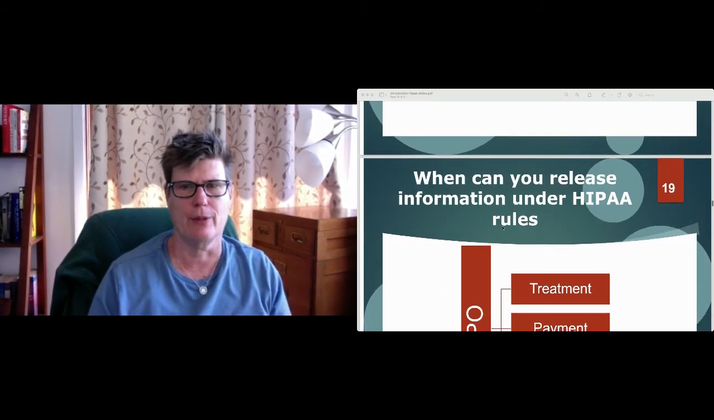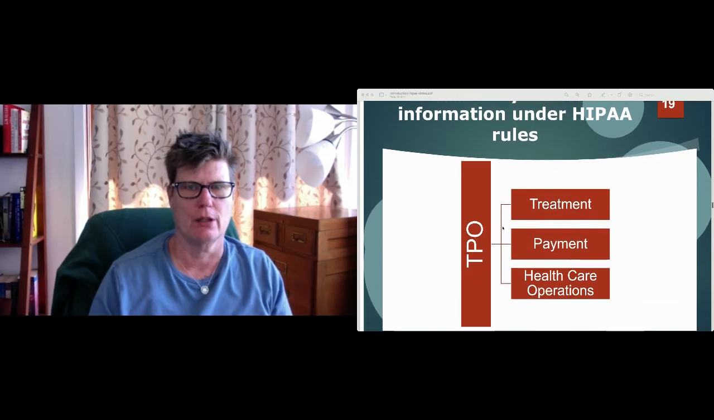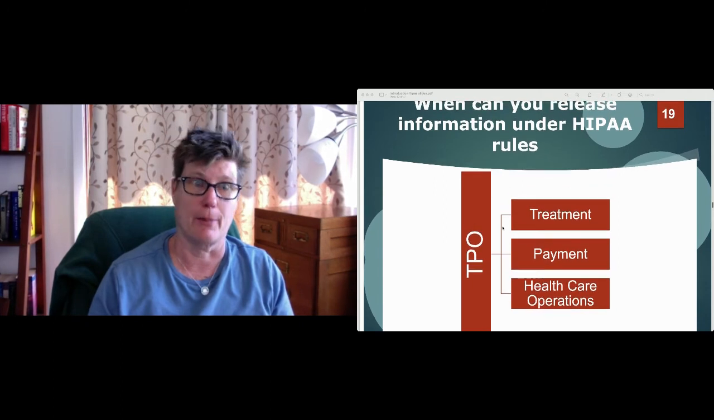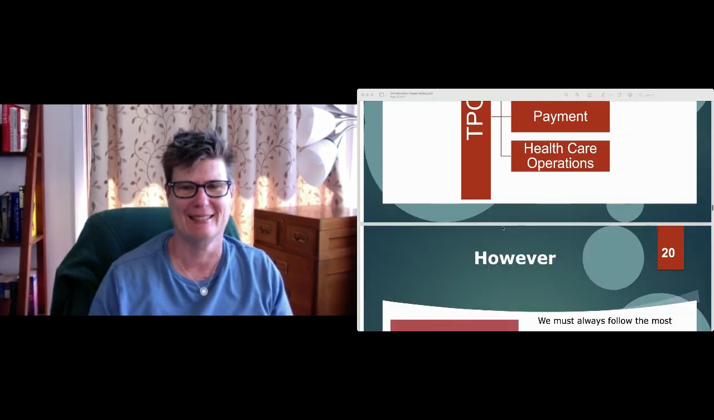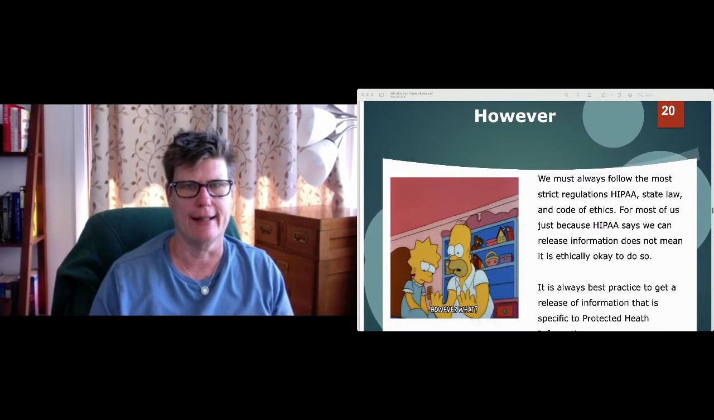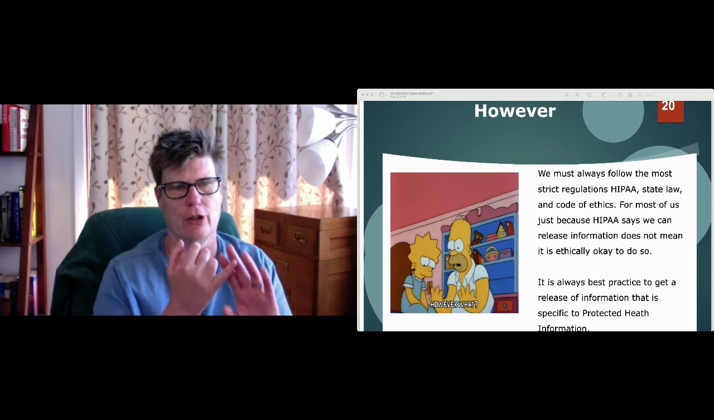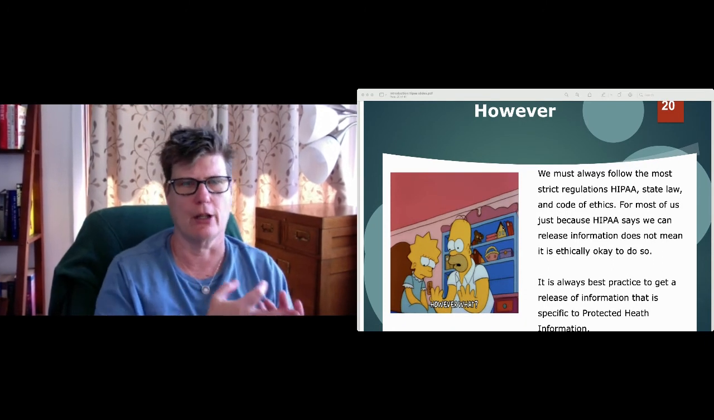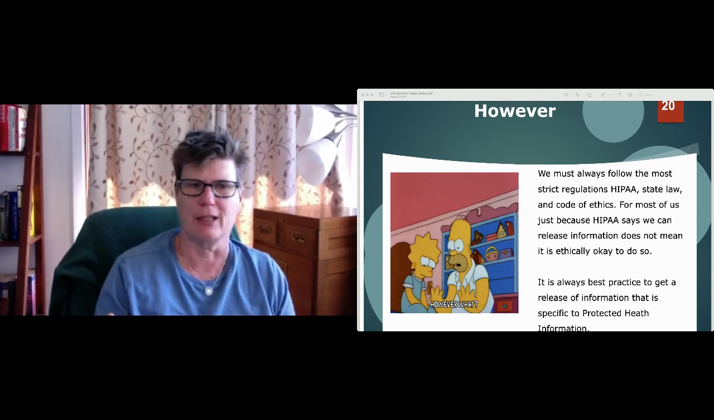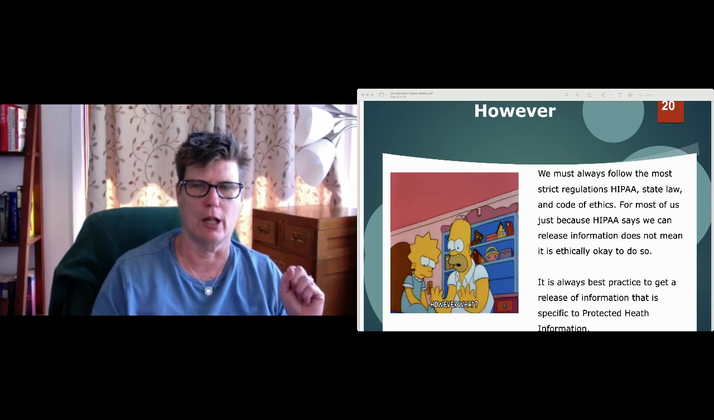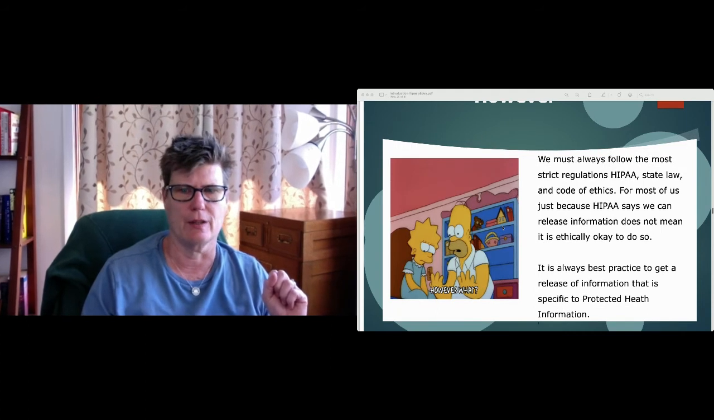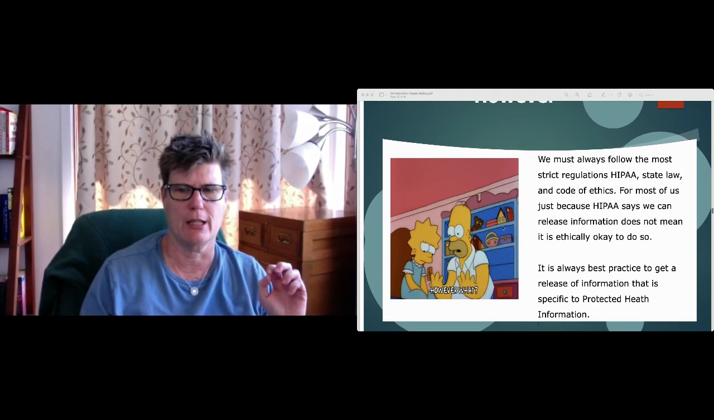When can you release information under the HIPAA rules? They make it simple. TPO: treatment, payment, and healthcare operations. Operations being the O. However, we are supposed to follow the strictest guidelines. So when you're looking at HIPAA, you're looking at state law, and you're looking at our code of ethics. So again, just because HIPAA says you can release something doesn't mean it's okay under state law or confidentiality and code of ethics. I do recommend you get a release of information that's specific to protected health information.